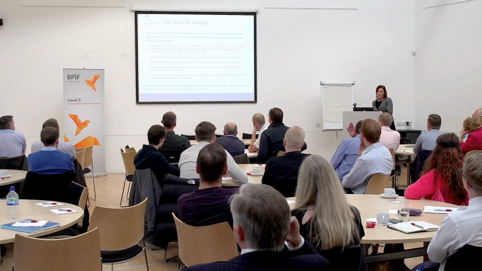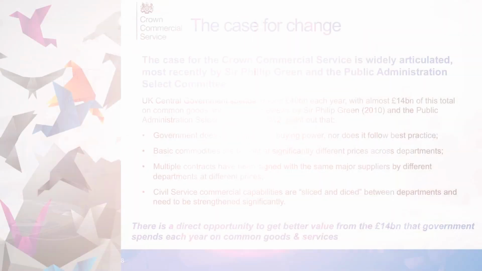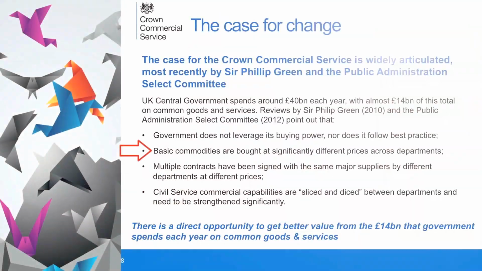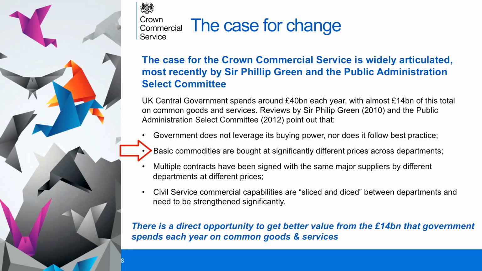Right, I thought I would cover off the Green Review. And the case for this came about obviously from the review by Sir Philip Green, when he was asked to look at how government were procuring what was then termed as common goods and services. The key findings that he came out with was that we're not leveraging our buying power as government, and nor do we follow best practice, and we didn't have standard pricing or standard models for what were standard goods and services across government. So basic commodities are bought at different prices across departments.